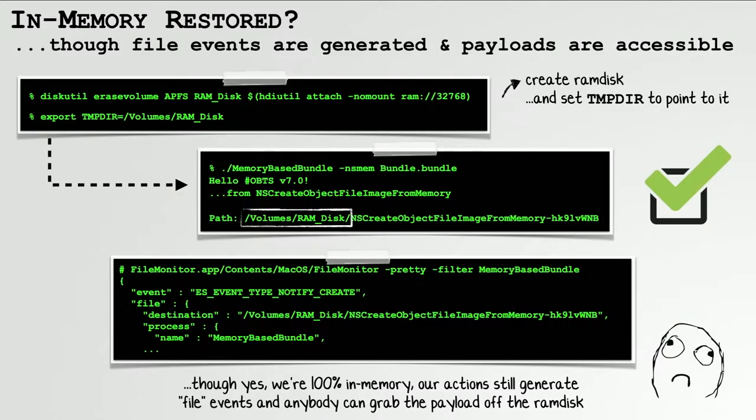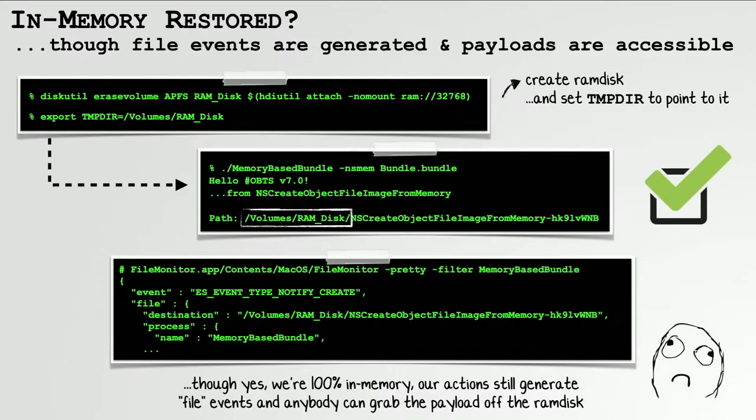So this is how we do this. We very simply create a RAM disk. We set TMPDIR to this RAM disk. We execute the memory-based bundle code. And now we can see that even though the API writes it out, it's actually just copying it to a RAM disk, which doesn't exist on the file system.